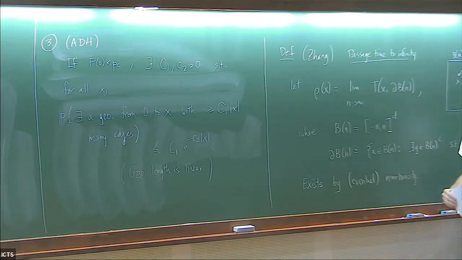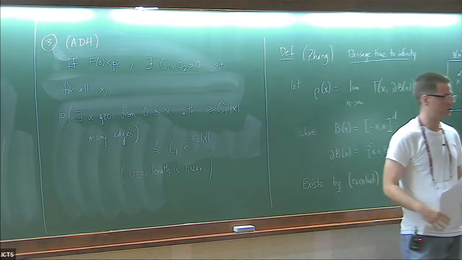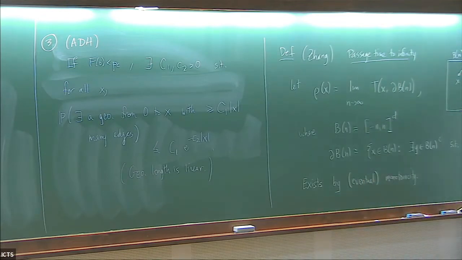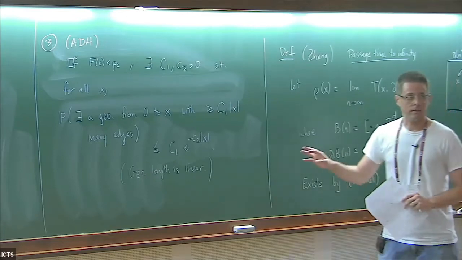But in order to get a geodesic length upper bound, you have to combine this with a passage time upper bound between 0 and x. And in order to do that, you normally need a moment condition. But this result does it without any moment condition.